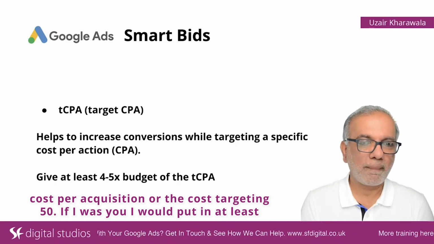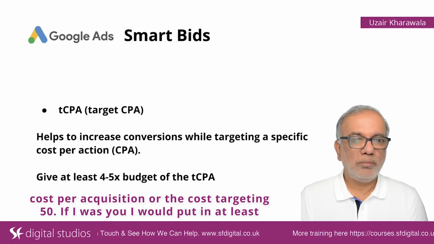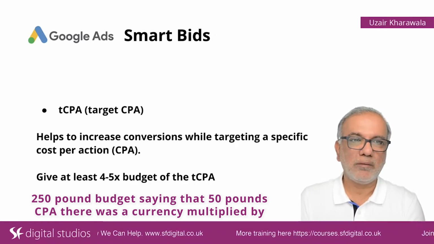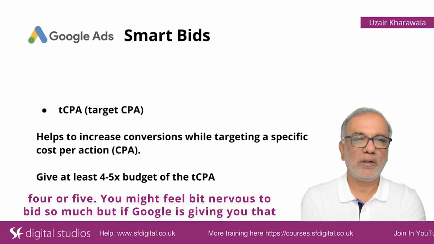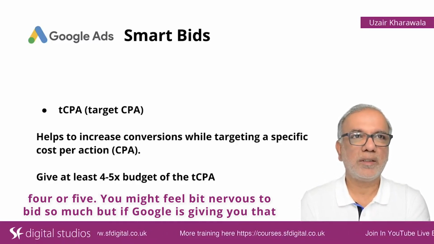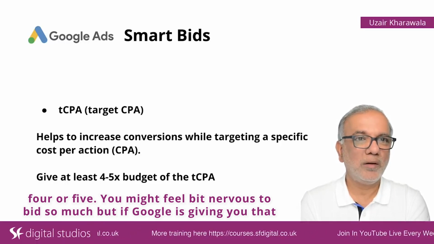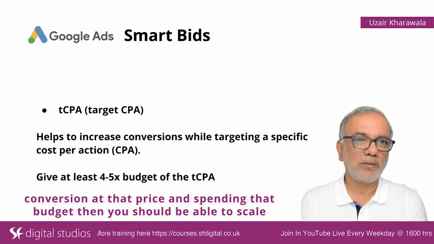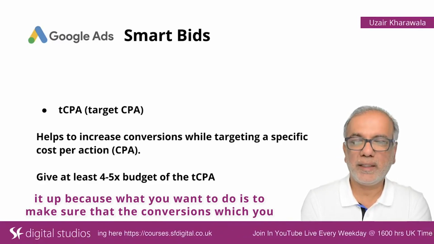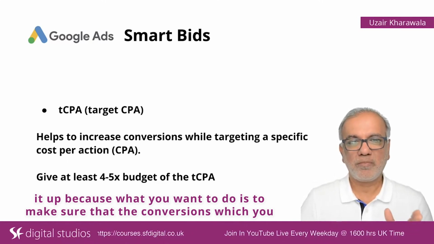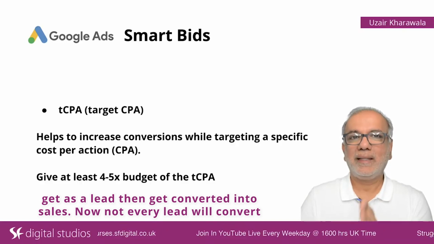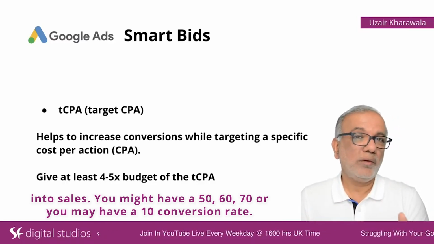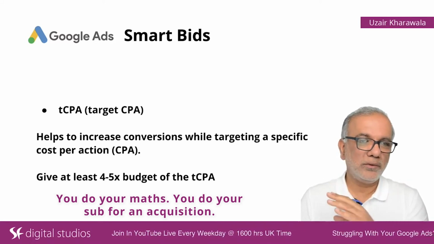So if your target cost is 50, I would put in at least £250 budget, saying that £50 is the CPA, whatever the currency is, multiplied by 4 or 5. You might feel a bit nervous to bid so much, but if Google is giving you that conversion at that price and spending that budget, then you should be able to scale it up, because what you want to do is to make sure that the conversions which you get as a lead then get converted into sales. Now, not every lead will convert into sales. You might have a 50%, 60, 70, or you may have a 10% conversion rate. You do your maths, you do your sum for an acquisition.